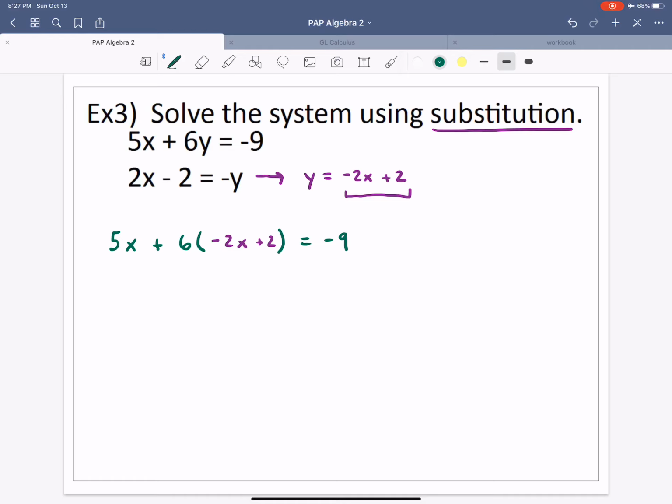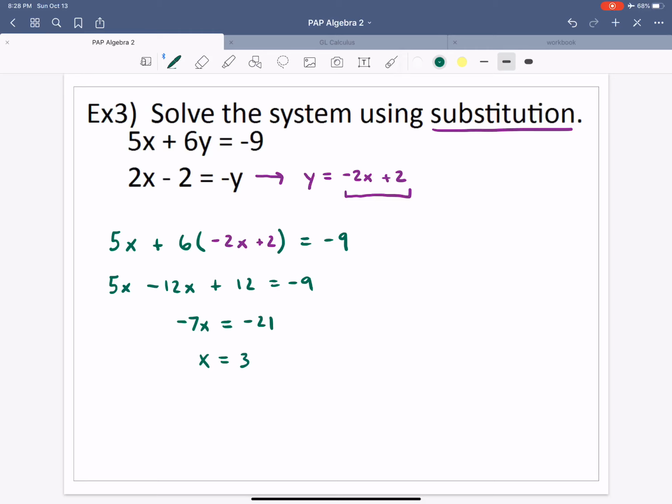So again, all we did here with substitution is I took the first equation and I replaced the y that I saw with the y that I solved for with the second equation. So now you just have a pretty simple one variable equation to solve. So we have 5x minus 12x as I distribute the times 6, plus 12 equals -9. 5x minus 12x gives us -7x. Subtract 12 on both sides, and we get -21. Divide both sides by -7, and we get x equals 3.